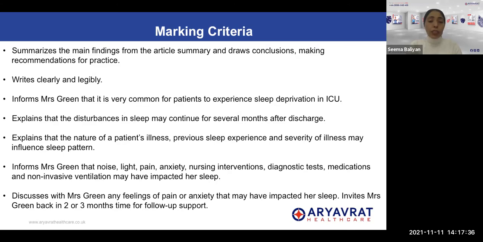You inform Mrs. Green that noise, light, pain, anxiety, nursing intervention, diagnostic test, medication, and non-invasive ventilation may have impacted her sleep. You discuss with Mrs. Green any feeling of pain or anxiety that may have impacted her sleep. You invite Mrs. Green back in 2 to 3 months' time for a follow-up support.